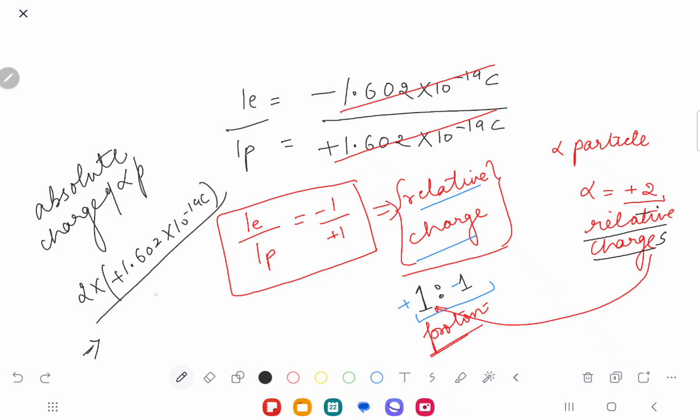So that should be 3.204 into 10 raised to the minus 19 coulomb. Are you understanding? Yes. That is the concept.